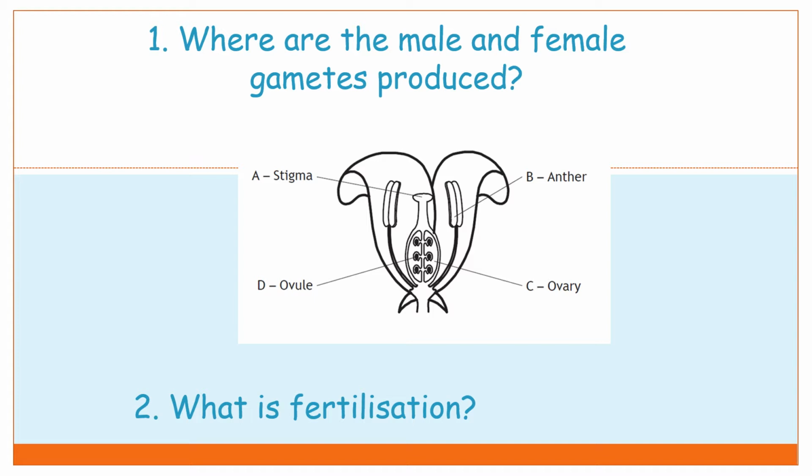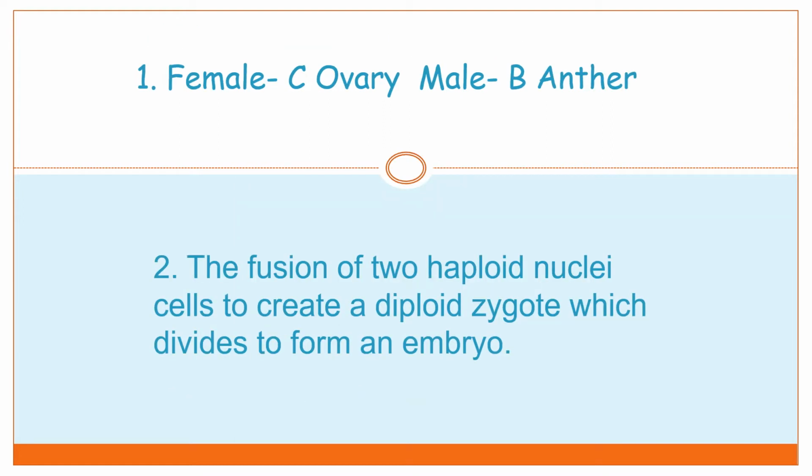So the answers are the male gamete is produced in B, the anther, because the male gamete is pollen. And the female gamete is produced by the ovaries, and your female gamete is your ovules, so it would be produced by C, the ovary. So female gametes are produced by C, the ovary, and male gametes are produced by B, the anther.